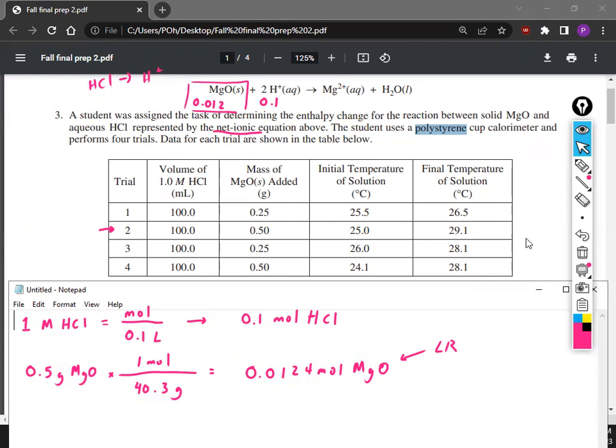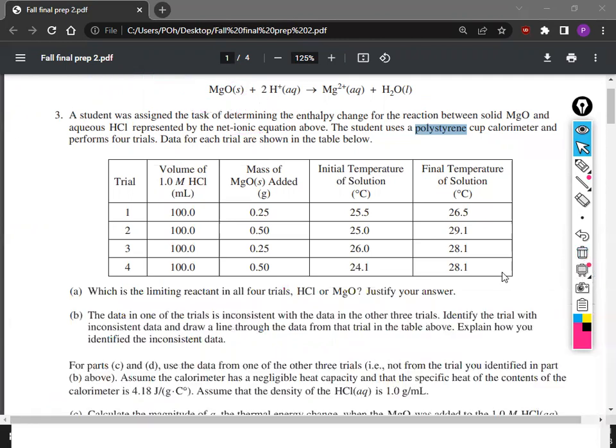Okay, let's go to part B. So part B, what we are looking at now is this table, and we're trying to figure out which one of these trials is inconsistent with the other ones. This might be a little bit tricky, but I'll give you some time to look at it and think about it.